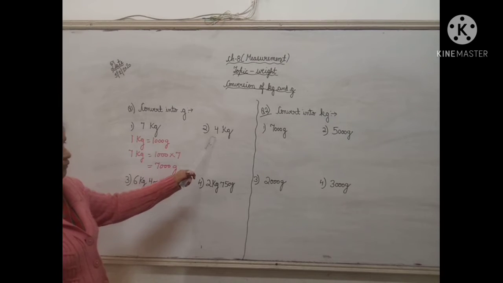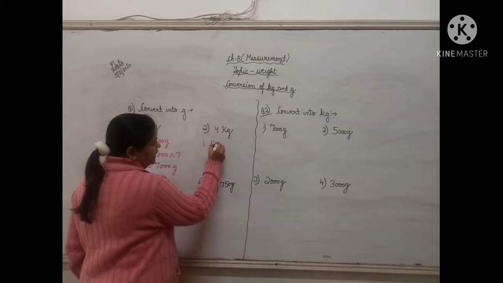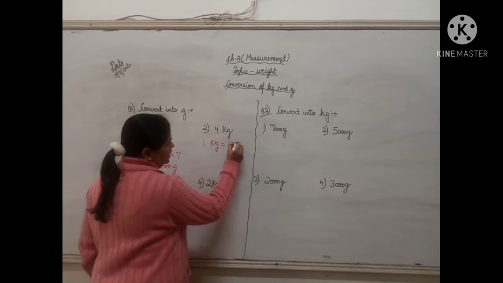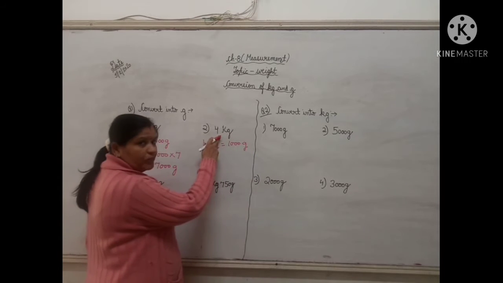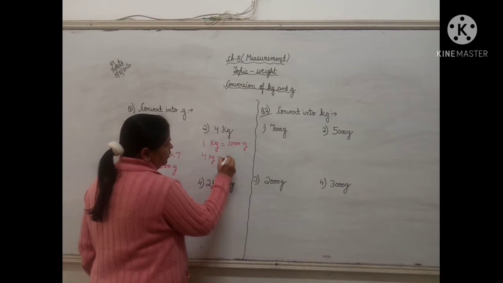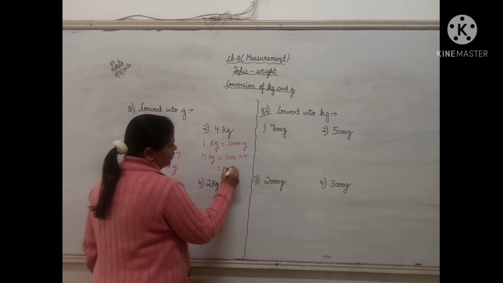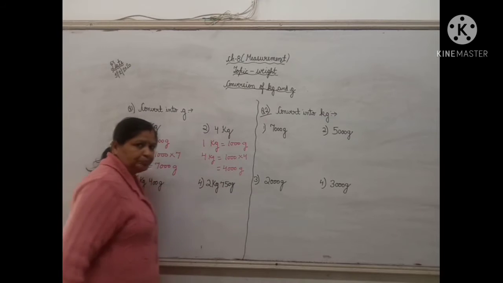The second one, 4 kg. Again we will write the formula that 1 kg is equal to 1000 gram. So how much kg is there? 4 kg. So 4 kg is equal to 1000 into 4, and that is 4000 gram.